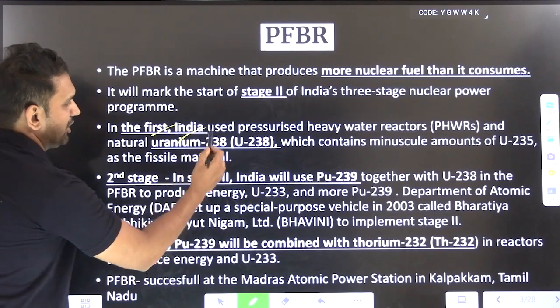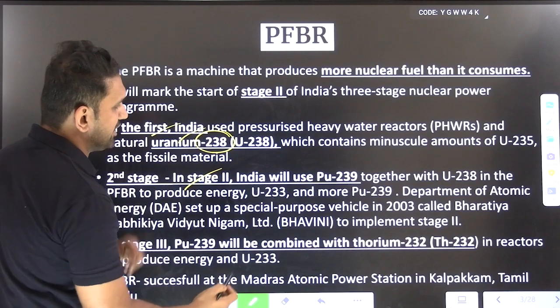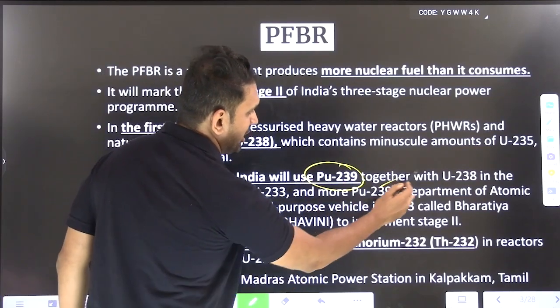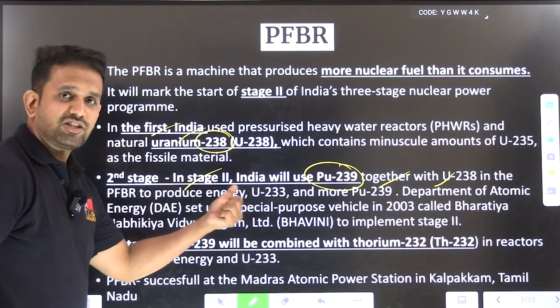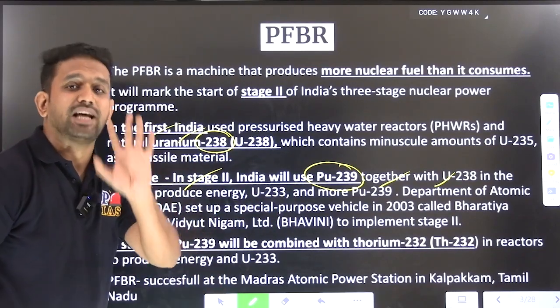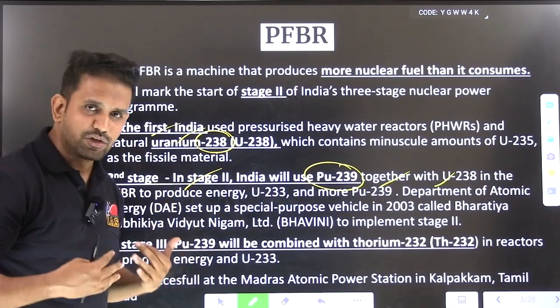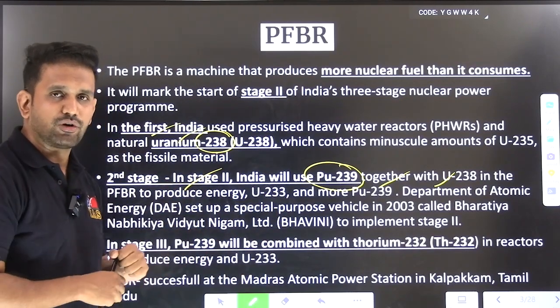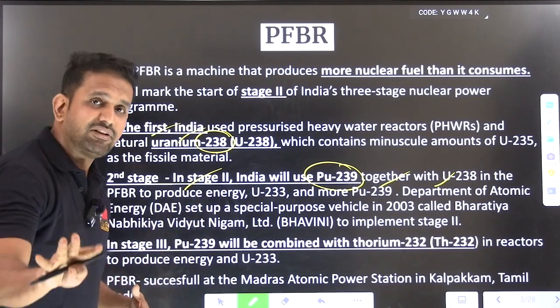In the first stage, we are using uranium-238. In the second stage, the derivatives from the first stage, like plutonium-239, will be combined with U-238. When this stage becomes successful, that was the news. The first stage was successful in the 1960s because we just needed to import and start production of nuclear energy. The second stage we have to do on our own, and we are successful.